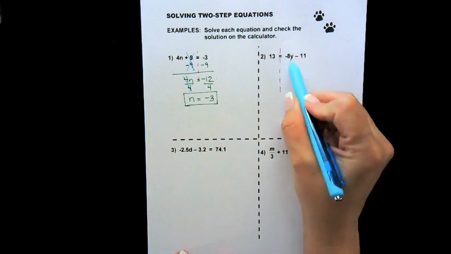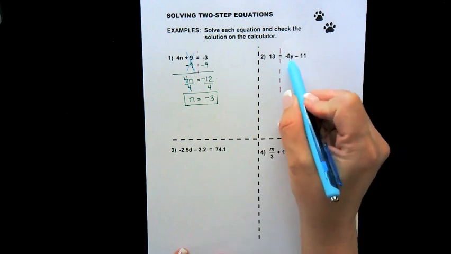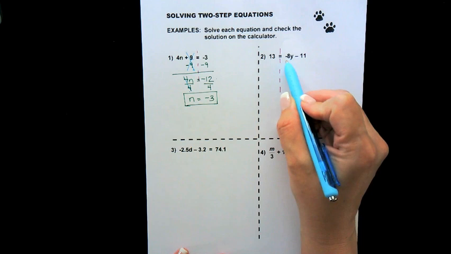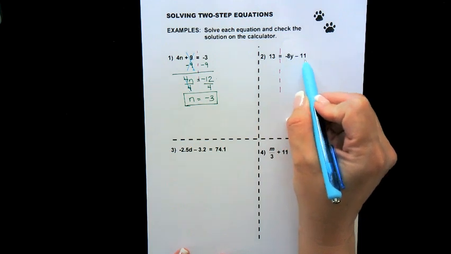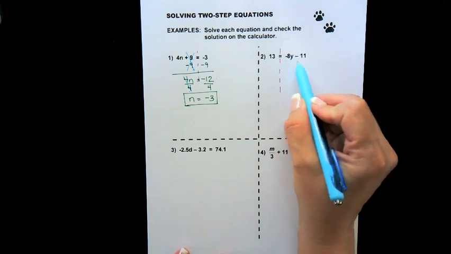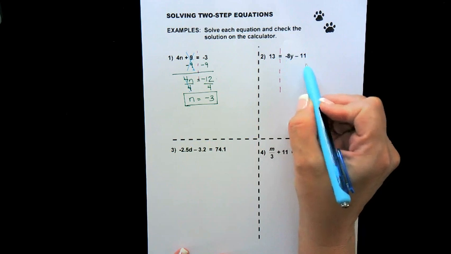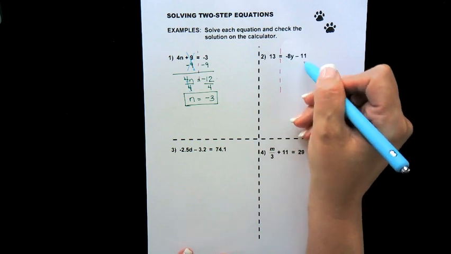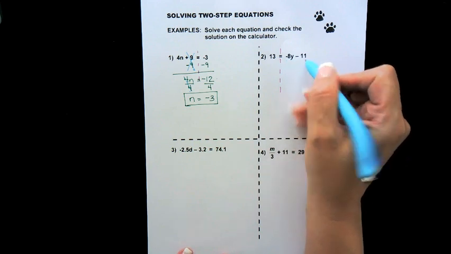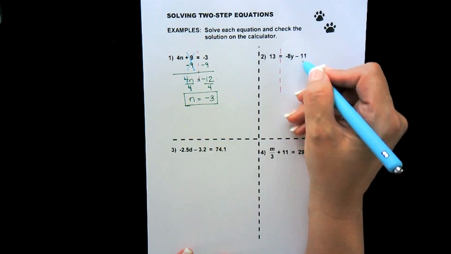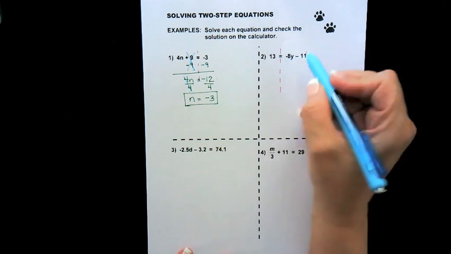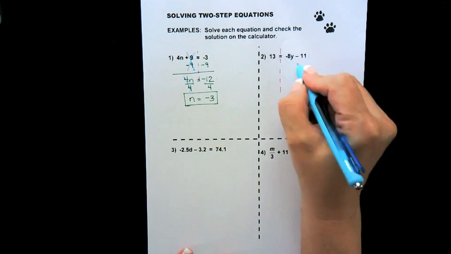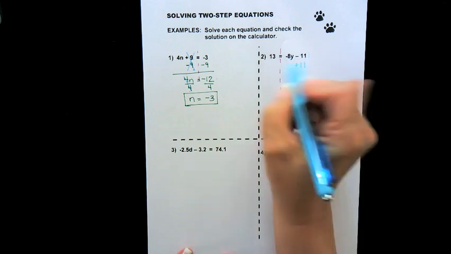I look at my variable. I ask myself what's happening to it. It's being multiplied by -8. It's being subtracted by 11. So we're going to do the opposite of subtracting 11 first. You may be thinking, well, why didn't we do the divide by -8 first? We always take care of the add or subtract first when we're solving, okay? Think of it as going in the opposite direction of the order of operations. So the opposite of subtracting 11 is to add 11.